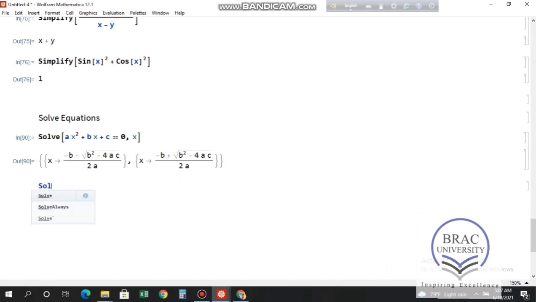Alright, solve, and inside the solve let me write x squared equals 4. So give the double equal sign, and a comma, and then x. So you should get x equals plus 2 or x equals minus 2.